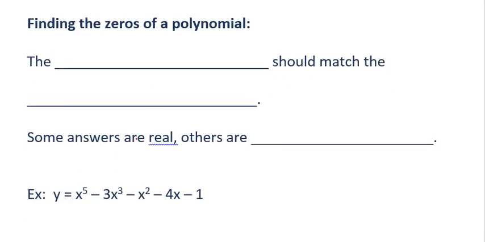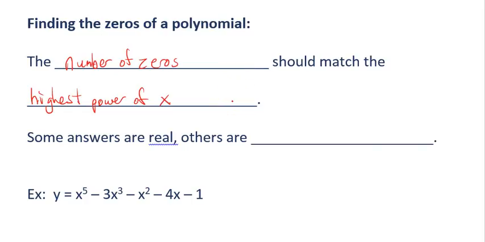The next thing that we're going to be doing today is finding the zeros of a polynomial. Zeros are another word for x-intercepts, where we're crossing the x-axis. And the number of zeros that we have should match the highest power of x. So again, we're looking at that highest power of x to tell us something, and it tells us how many times that we should cross the x-axis, or at least how many zeros we have.